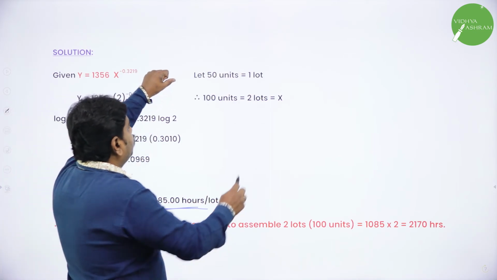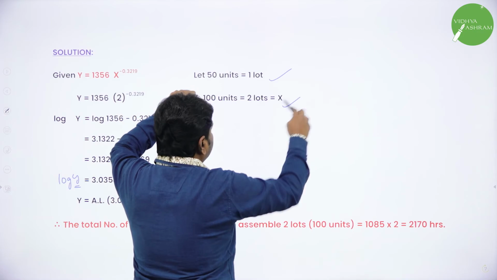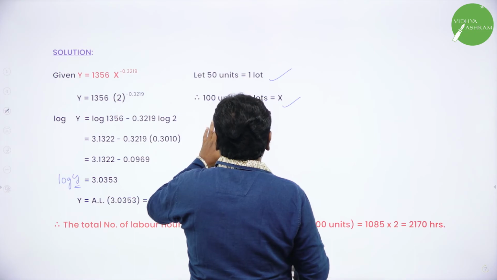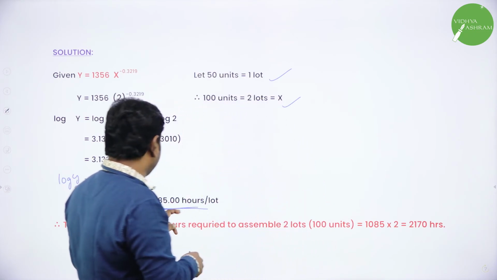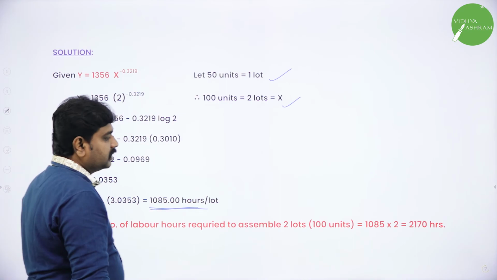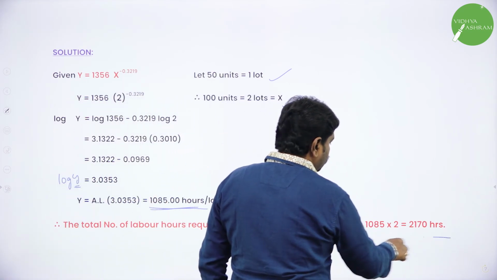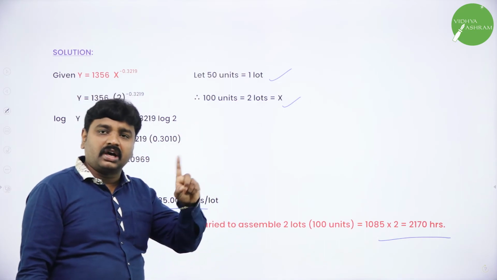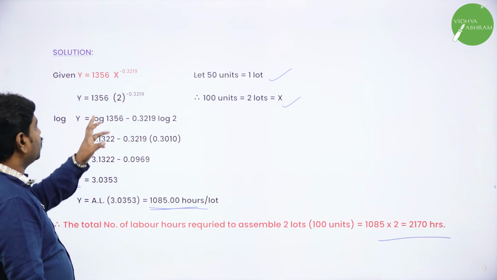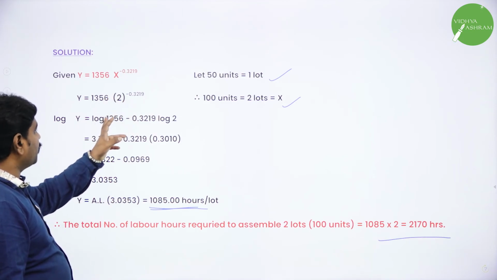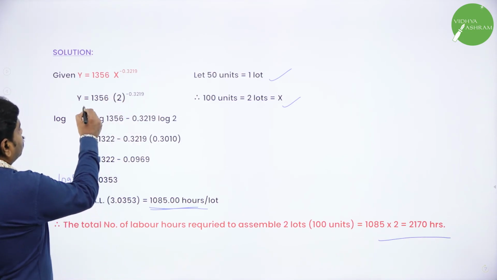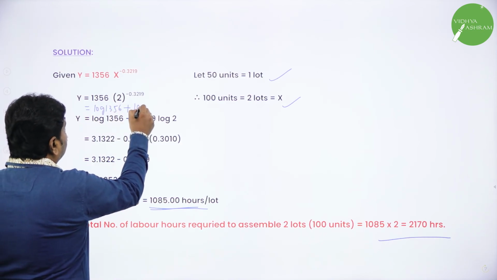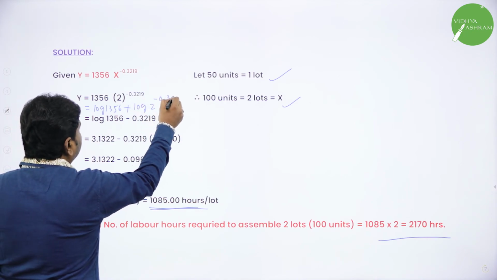After you get that, the first 50 units is the first lot, and 100 units is 2 lots. Now use the formula, total labor hours required. For 1 lot we converted and we got y, which is 1085. Now 1085 into 2 is 2170. First they gave the equation, apply log on both sides. Log a into b is log a plus log b, so log 1356 plus log 2 power minus 0.3219.